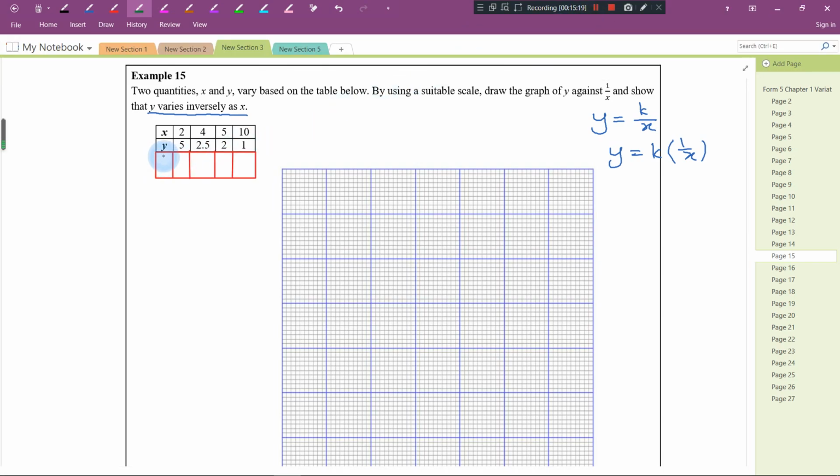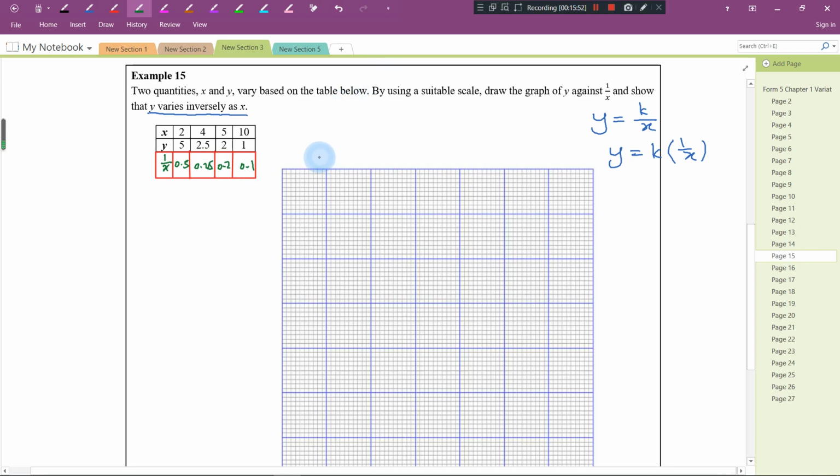Okay, so this is the value of 1 over x. 1 divided by 2, you get 0.5. 1 divided by 4, 0.25, right? Yes, 0.25. Okay, not enough space, I think I write over here. Okay, 1 divided by 5, 0.2. And 1 divided by 10, 0.1.